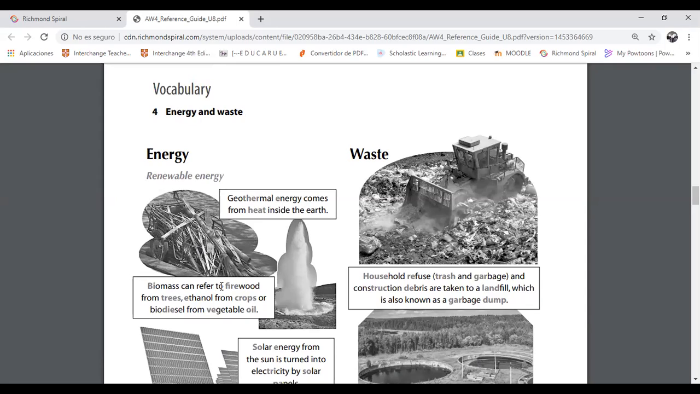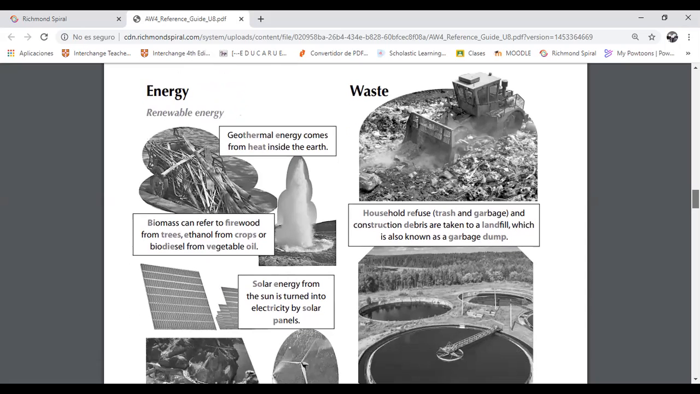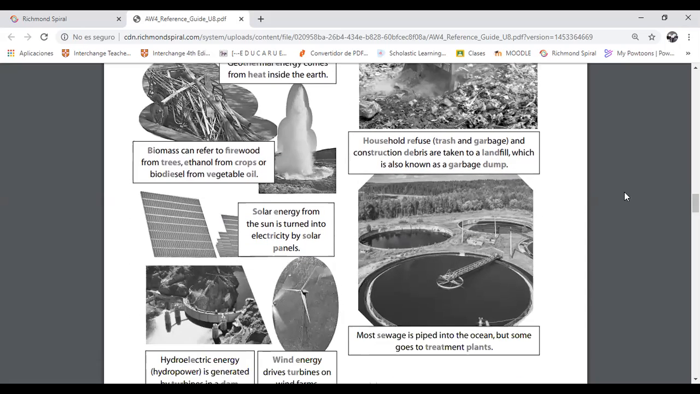Biomass can refer to firewood from trees, ethanol from crops, or biodiesel from vegetable oil. Household refuse, trash and garbage, and construction debris are taken to a landfill, which is also known as a garbage dump. Okay? Very interesting information. Landfill and garbage dump is pretty much the same.